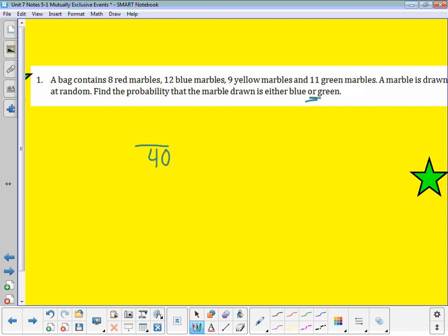So now I'm going to calculate the probability of each of those separately. First, I'm going to look at the probability that it's blue. Second, the probability that it is green. There are 12 blue marbles, so the probability that it's blue is 12 over 40. And I'm not going to reduce that fraction quite yet. I want to keep it the same so that I can add those two fractions together with the same denominator. Now let's find the probability that it's green. There are 40 total marbles and 11 that are green. So I have 12 out of 40 and 11 out of 40.